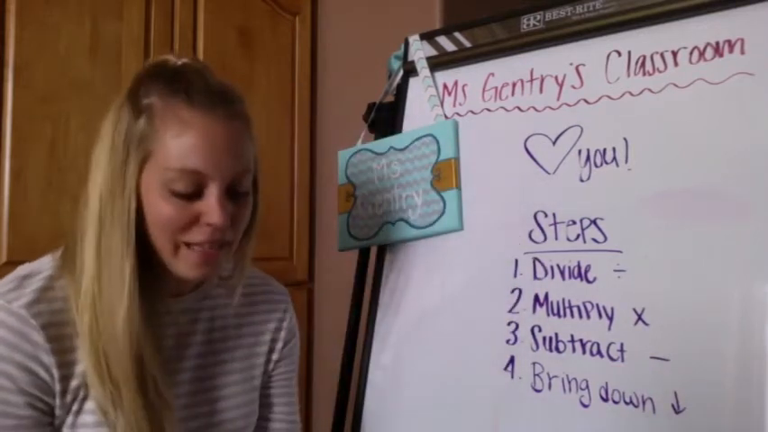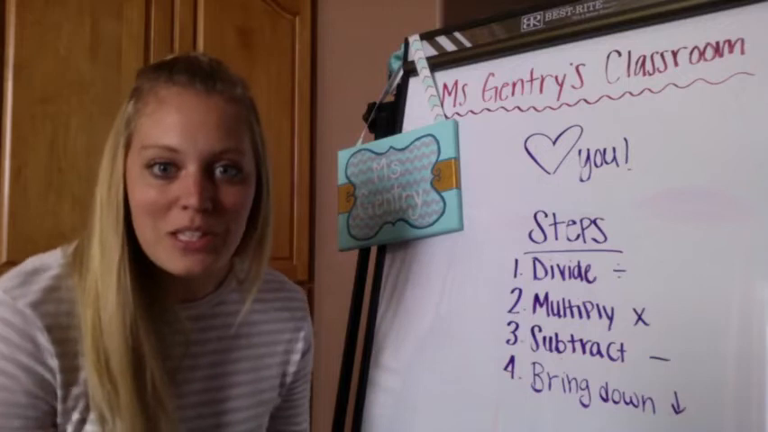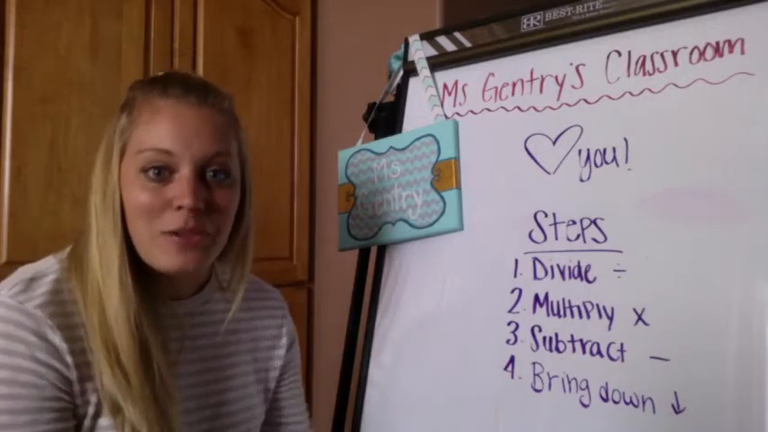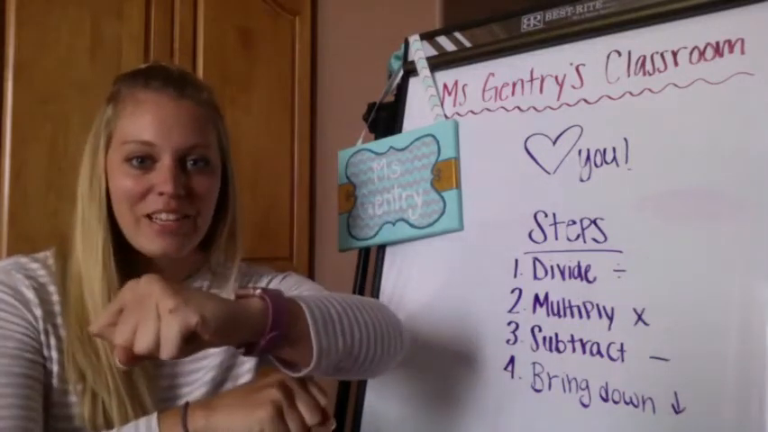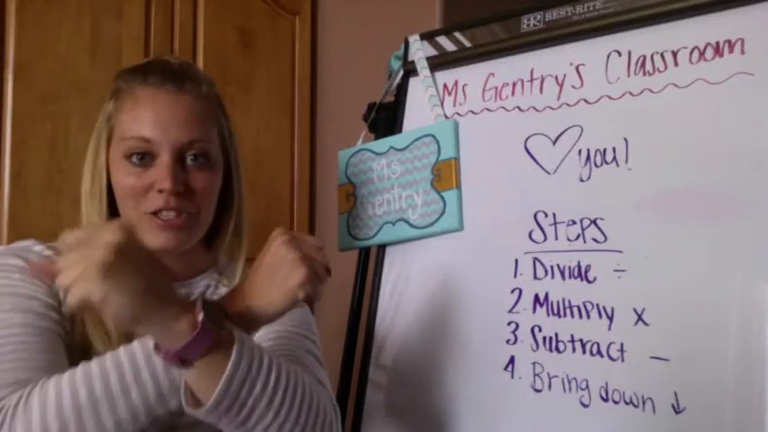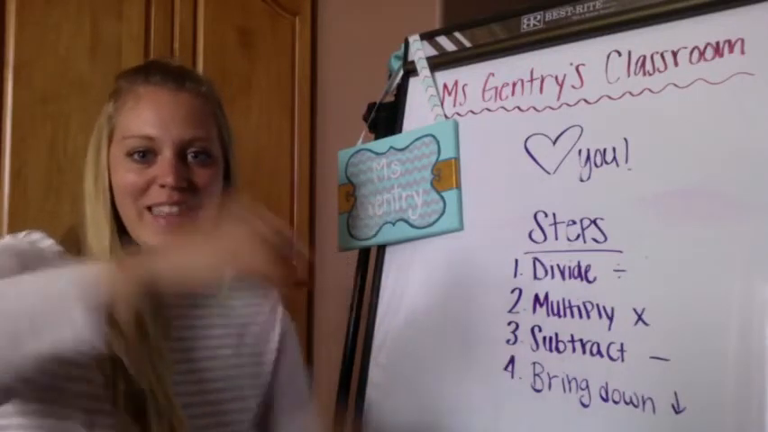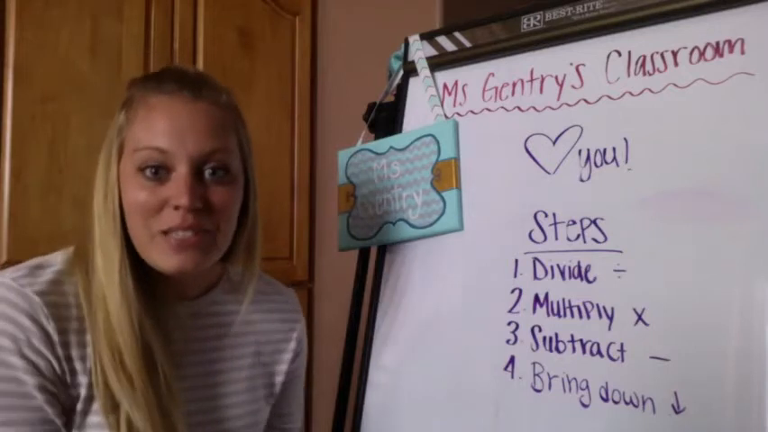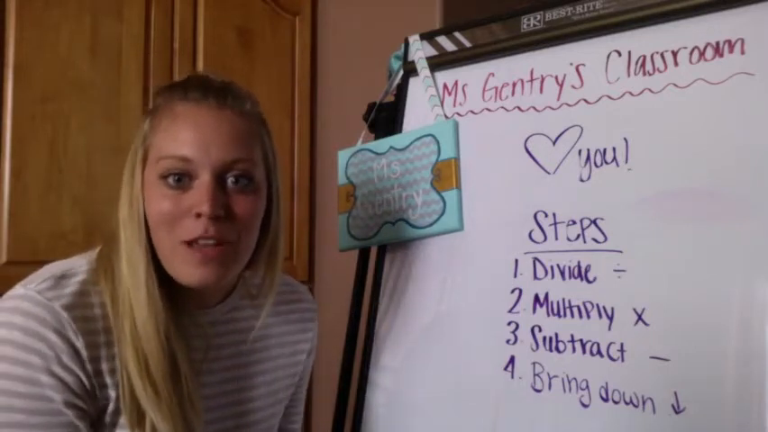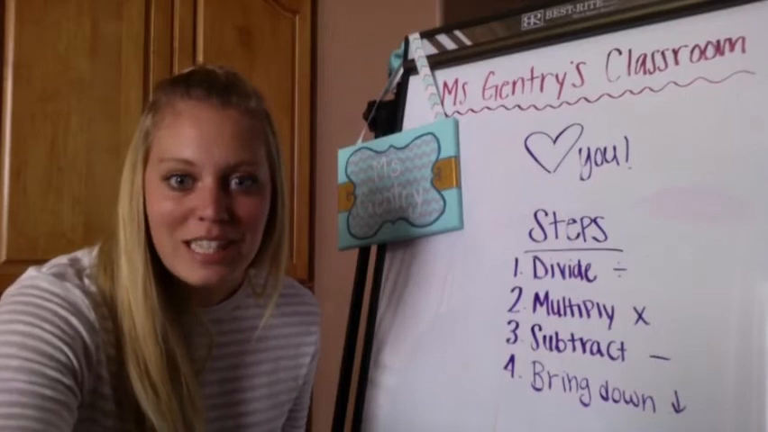So with these steps, I like to do some hand motions to help me remember them. So let's do them together. First step is to divide. Then you multiply. After you multiply, you subtract, and then you bring down. Use these hand motions and these steps to help you solve the problem. I'm going to do an I do first, so let's do it.